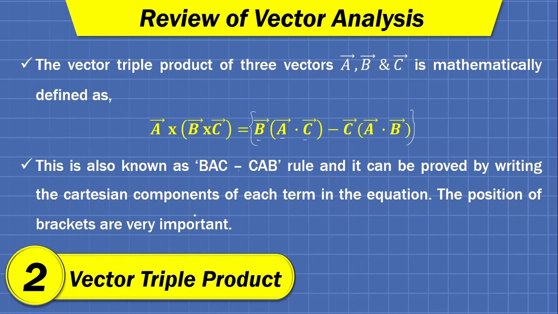Fine. So the position of these brackets is very important. Ultimately the vector triple product of three vectors will give us a vector result. That is why it is named the vector triple product. But this result does not show anything physically about the system in which these three vectors are lying. Fine. So we will not be able to discuss the physical meaning of vector triple product.